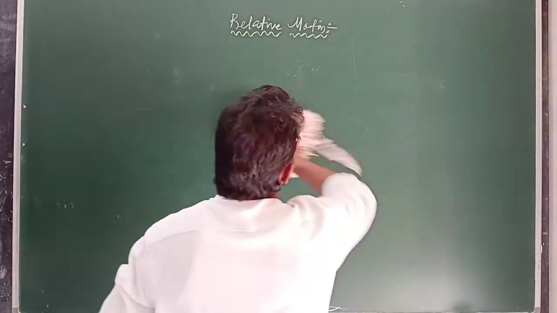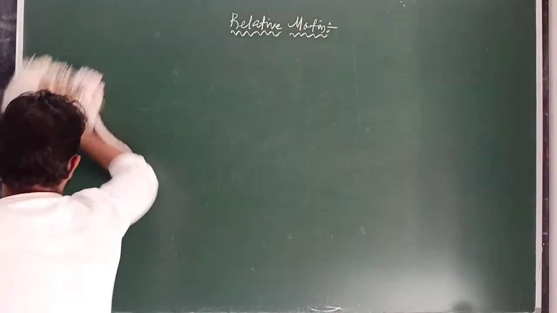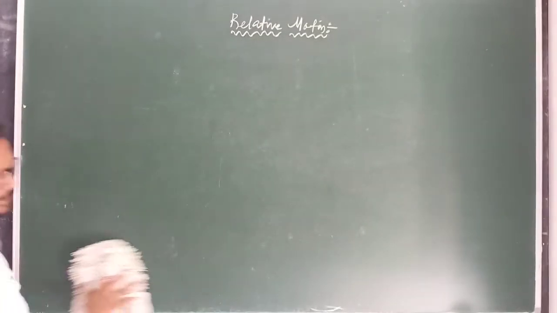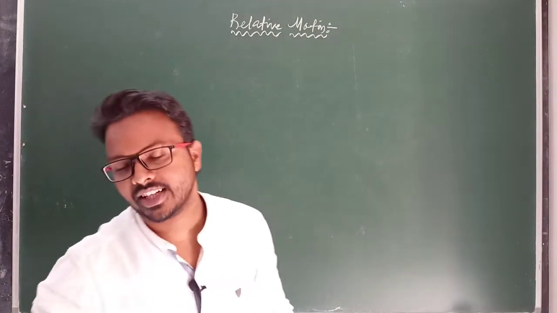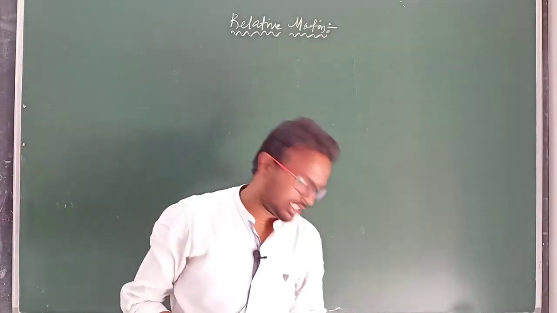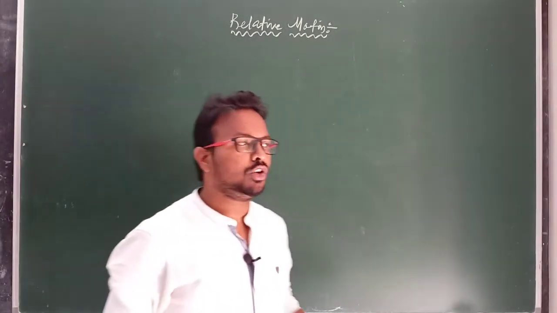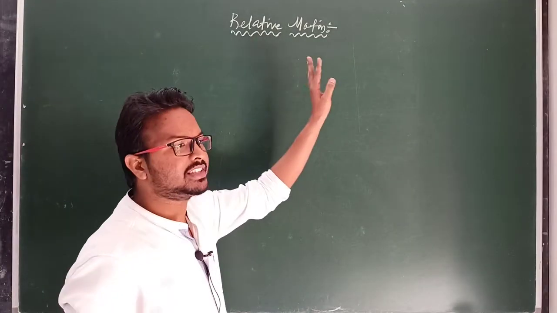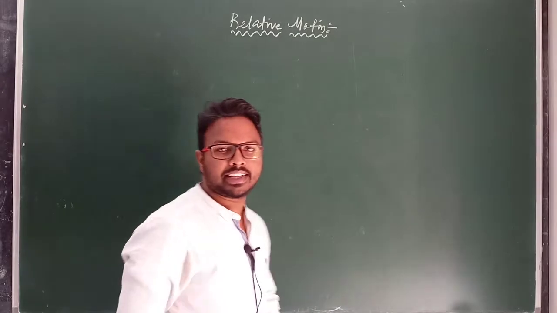Okay, we already discussed what the motion parameters are. There are three types of motion parameters. The first important one is displacement, the second is velocity, and the third is acceleration. These are known as motion parameters. Clear? So we will discuss here relative motion, meaning relative displacement, relative velocity and relative acceleration.